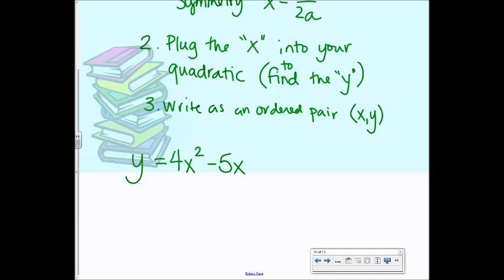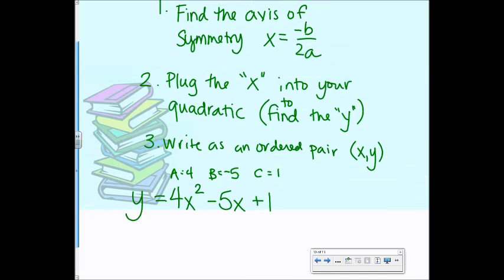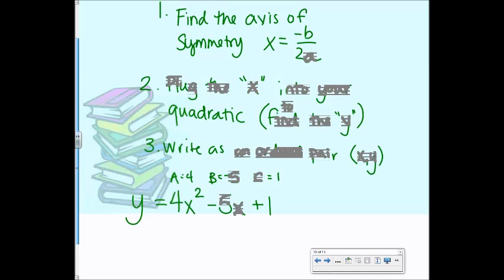All right, so if this is our quadratic, what's A, what's B, what's C? 4, 5, 9. So 4 is A, so A equals 4. What's B? -5, and C equals 1. Good. Okay, so then the first thing I have to do is find the axis of symmetry. So I want to find the axis of symmetry by using x equals -b over 2a.